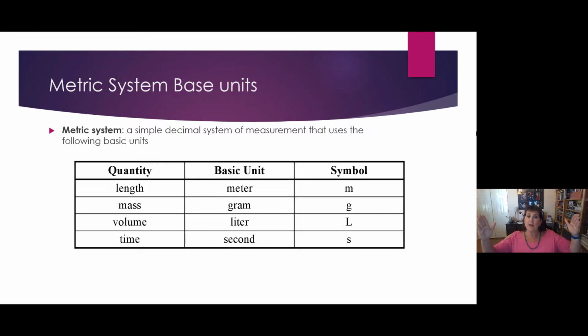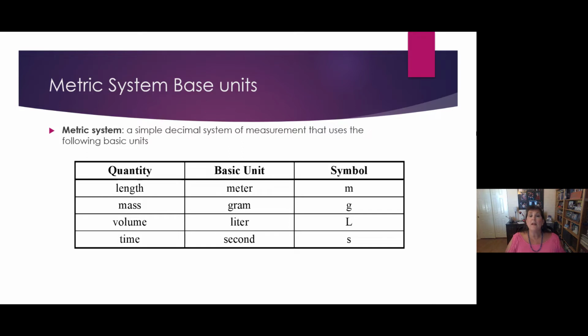For distance or length, the basic unit is a meter. A meter is a little bit longer than a yard. They're not the same. A yard and a meter are not the same. A meter is a little bit longer than a yard. The meter is symbolized with a lowercase m.